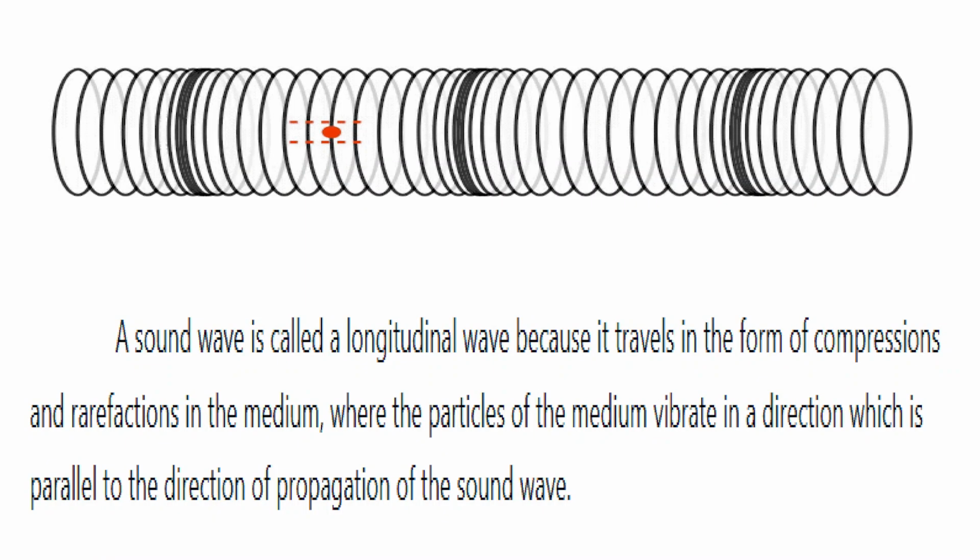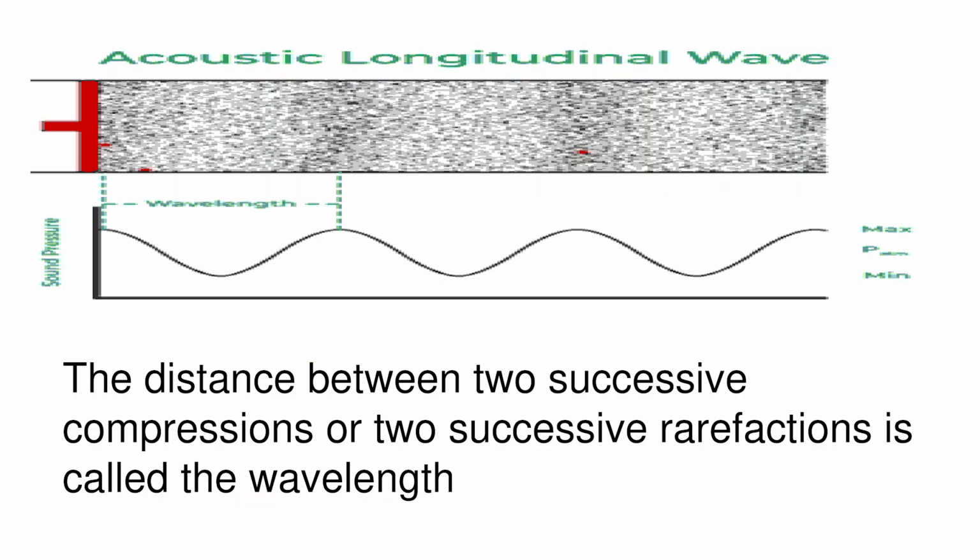A sound wave is called a longitudinal wave. Already we discussed that the sound wave is a longitudinal wave. Why is the sound wave a longitudinal wave? We call it so because it travels in the form of compressions and rarefactions in the medium, where the particles of the medium vibrate in a direction which is parallel to the direction of propagation of the sound wave. That is more important; we have to underline that.